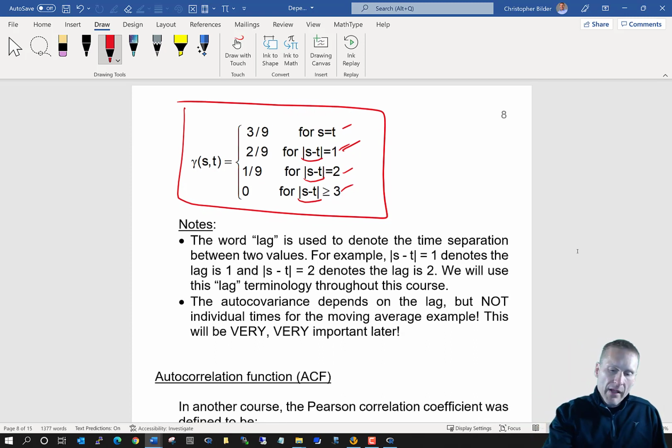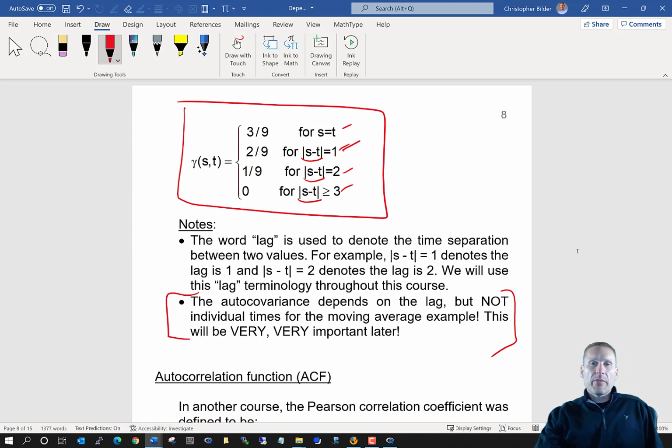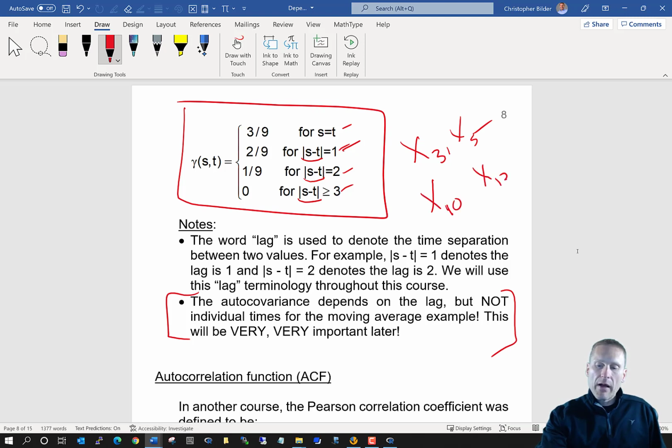And what's interesting also for this particular example is that the autocovariance here depends upon the lag, but not the individual times for the moving average. So it doesn't matter if I'm looking at, let's say, x of 3 and x of 5, or maybe x of 10 and x of 12, I get exactly the same autocovariance. It's the difference between these subscripts, the lag, that's important. This will be, as I have here, a very, very important concept to understand as we go along in this semester.